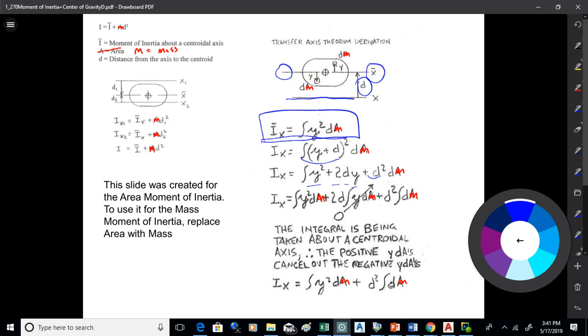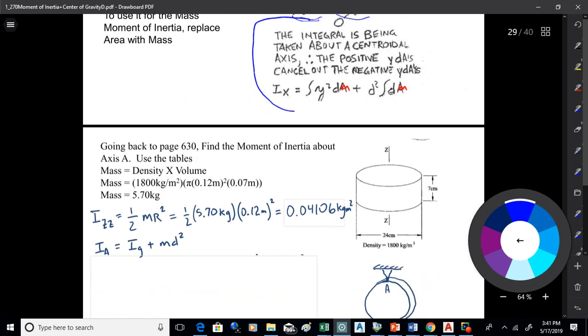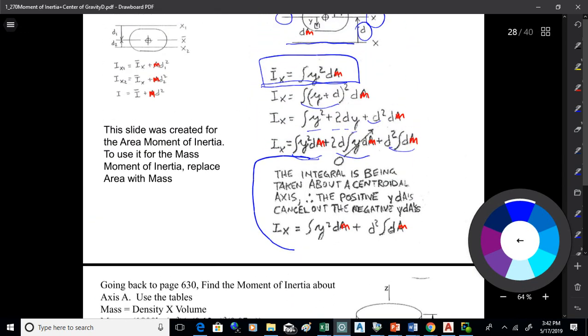All right, and then I'll just factor that dm through. So I'll get y squared dm, 2d y dm, and d squared times the integral of dm. So I've got integral signs in there: the integral of y squared dm, 2d times the integral of y dm, and d squared times the integral of dm. Okay, y squared dm is just the centroidal moment of inertia. That's all that is. So that will become I bar x. D squared times the integral of dm will just be md squared.